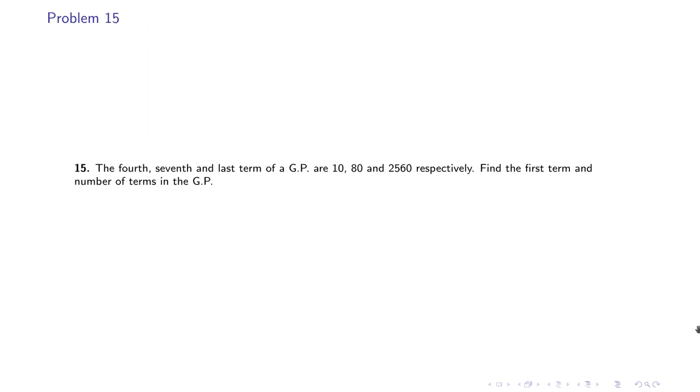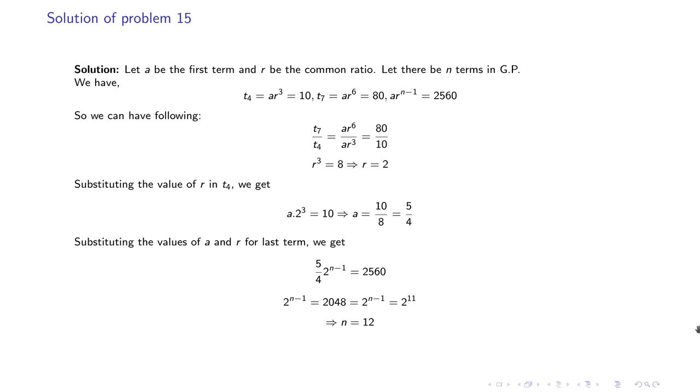Problem number 15 says that the fourth, seventh, and last term of a GP are 10, 80, and 2560 respectively. Find the first term and number of terms in the GP. We let A as the first term and R to be the common ratio, and we let that there are n terms in GP. So we have fourth term AR cube is equal to 10.